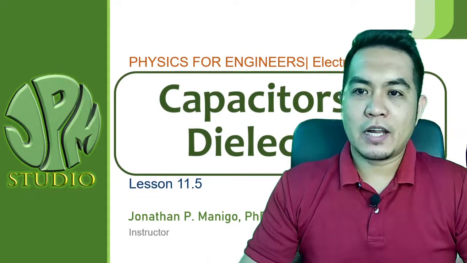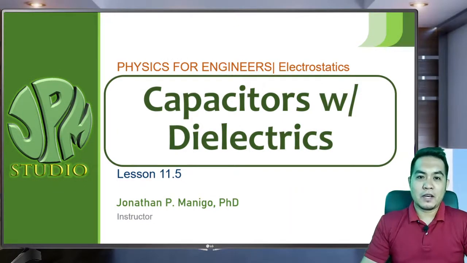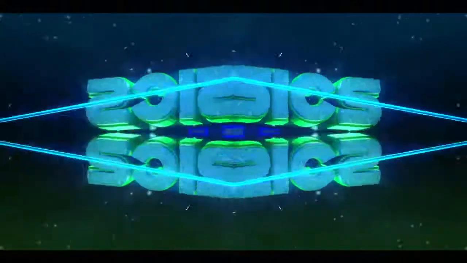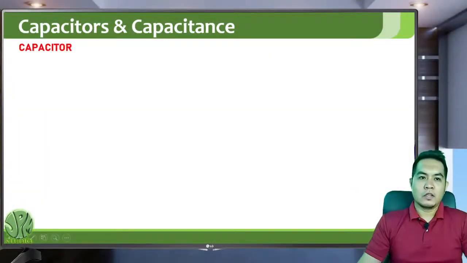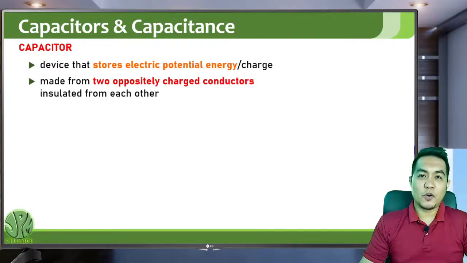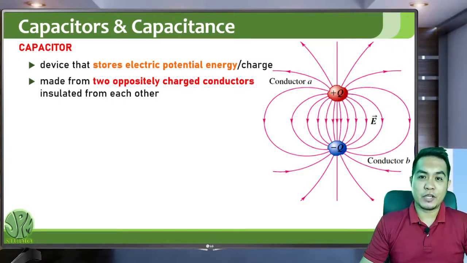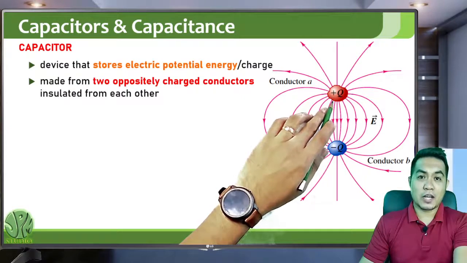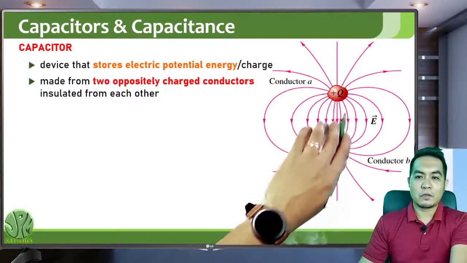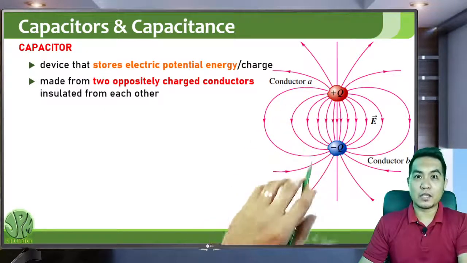In this last lesson, we will be talking about capacitors with dielectrics. A capacitor is a device that stores electric potential energy, and consequently, it will store charge. It is made from two oppositely charged conductors insulated from each other. So you have a positive conductor, say conductor A with positive charge Q, and conductor B with negative charge Q, and this will be the direction of their electric field. It looks like a dipole.